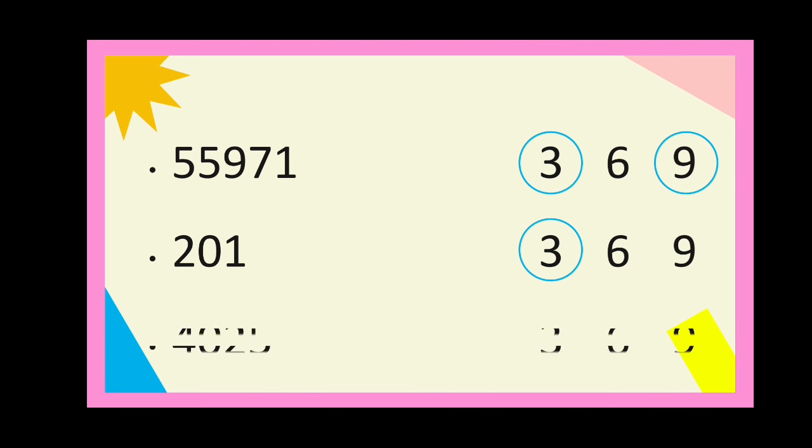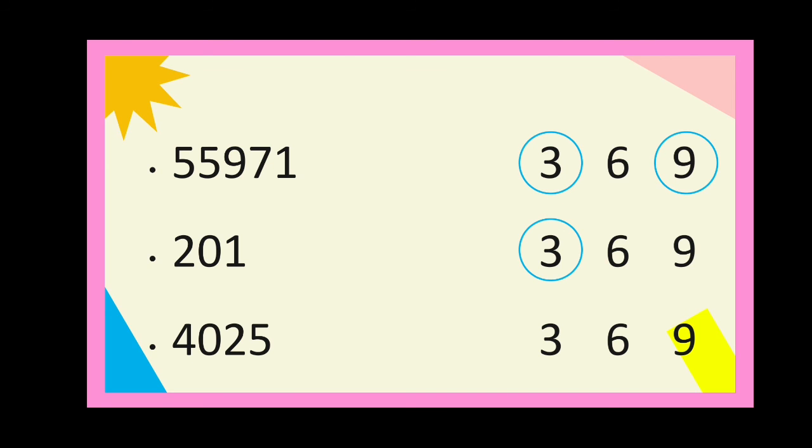For the last given, 4,025. I-add natin lahat ng digits. 4 plus 0 plus 2 plus 5 equals 11. 11 divided by 3 equals 3 remainder 2. Dahil may remainder, 11 is not divisible by 3 and the given number is not also divisible by 3. Now, dahil hindi siya divisible by 3, hindi rin siya divisible by 6.